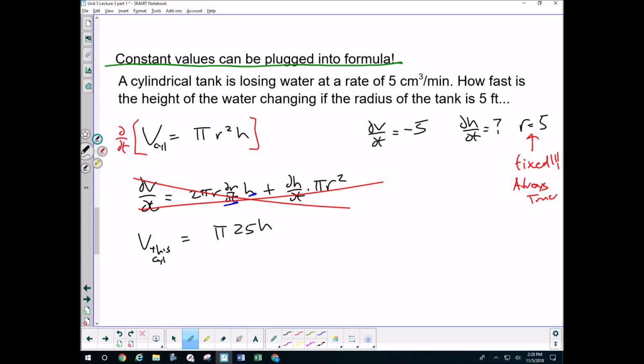Now, since I changed it to 25 pi h, when I take the derivative now, I don't have to use the product rule. I'm not going to get a dr/dt. I have a very simple formula whose derivative is very simple, and this is an easier way to get my answer.